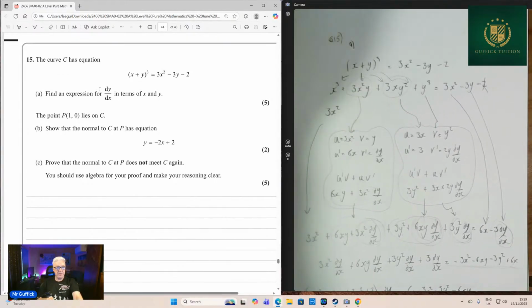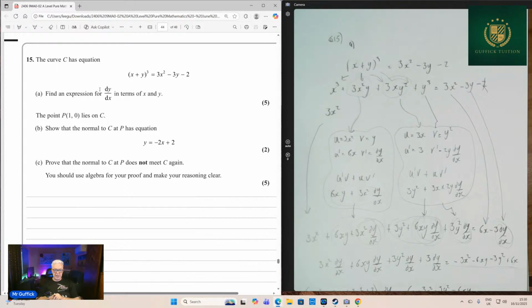So this is going to be an implicit, doesn't mention the word implicit, expects you to understand that we're going to have to be using implicit differentiation for this one. Okay, so it says the curve C has the equation (x + y) cubed is equal to 3x squared minus 3y minus 2. And we've got to find an expression for dy by dx, okay?